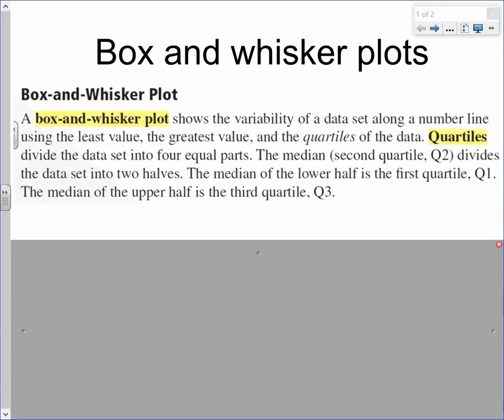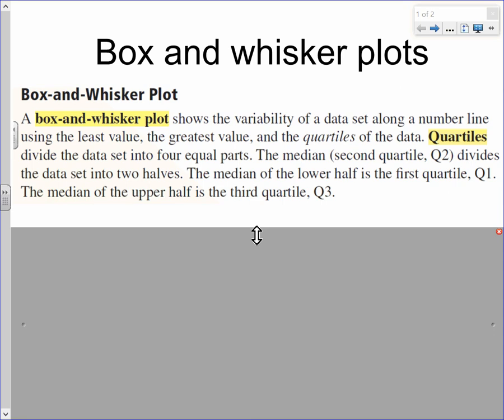So this is a way of measuring the spread. Go and write that down. A box and whisker plot shows the variability of a data set along a number line using the least value, the greatest value, and the quartiles of the data.